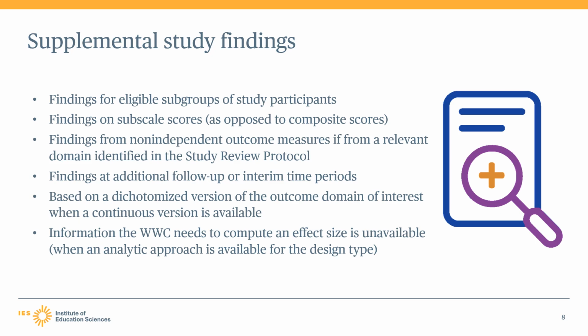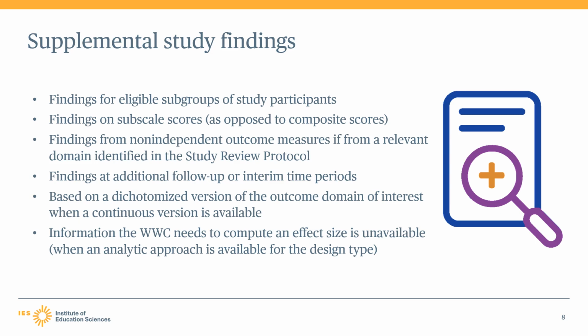Findings for subgroups not identified in the study review protocol may be reviewed as needed for the purpose of the review. Supplemental findings also include findings from subscale scores as opposed to composite scores, assuming the composite score also was administered to participants. Supplemental findings include any findings relying on non-independent measures when the study review protocol requires those measures to be independent in order to contribute to main findings.